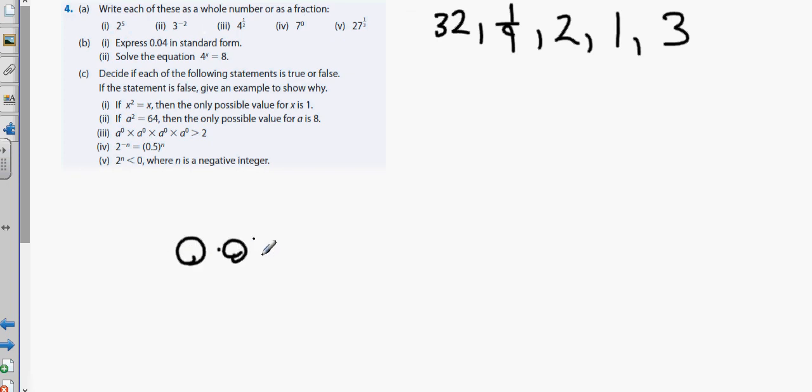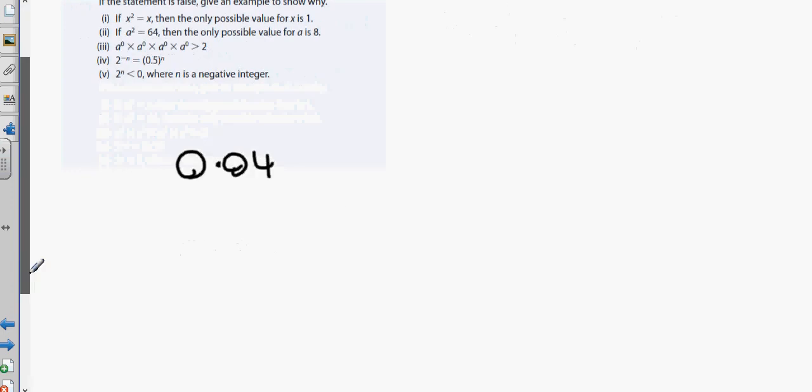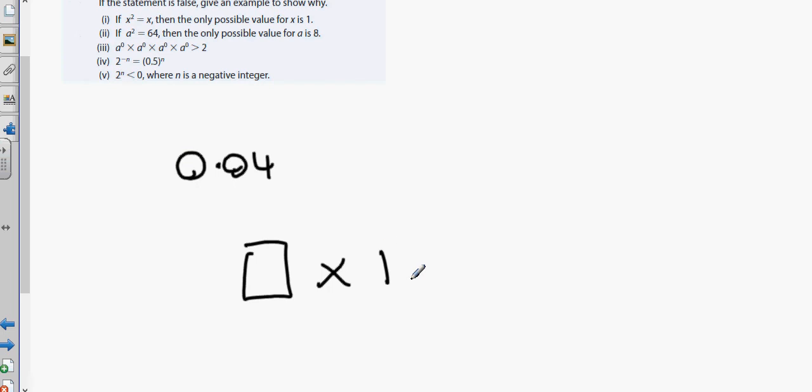Now, express 0.04 in its standard form. 0.04 is a smaller number than 1. If it's a smaller number than 1, what you're going to get is a number multiplied by 10 to the power of a minus number. So the minus number is, we have to figure out how many times we have to multiply this number by 10 to get it in between 1 and 10.